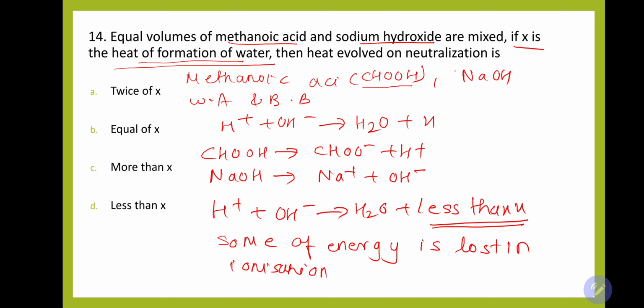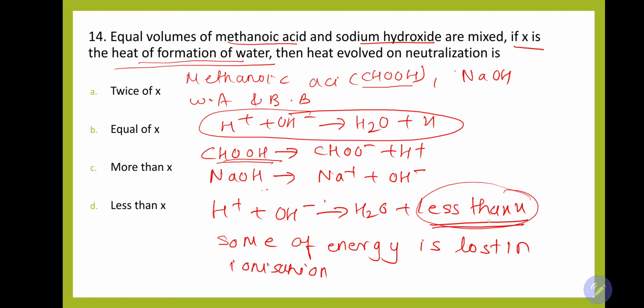If this is the original equation for formation of water, but when the formation of water over here is going to take place due to ionization, some of the energy is lost in the ionization, so the enthalpy evolved or the heat of neutralization will be less than X. Okay, that is for weak acid and strong base. So the answer will be what? The enthalpy will be less than X. The heat evolved on neutralization will be less than X.